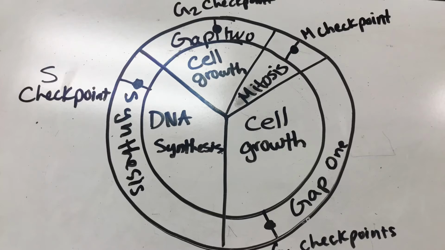Together, G1, S, and G2 make up interphase, the period during which a cell grows and replicates its DNA. A dividing cell repeatedly cycles through the interphase and mitosis. In other words, it goes through cycles of growth and division.